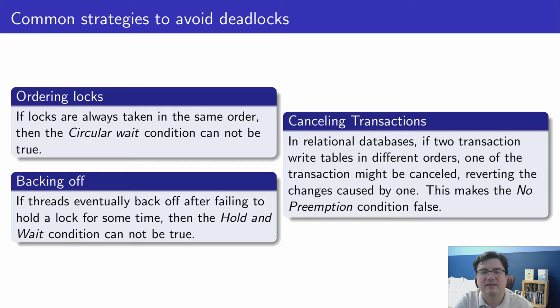SQL databases typically implement the concept of transactions so that individual connections see the database as if they were the only connection. This forces each transaction to lock the tables it accesses. One can get in a situation where multiple transactions cannot coexist. In such a case, the transaction manager cancels some of the transactions and reverts the changes that they caused. This ensures that the no preemption condition remains false.